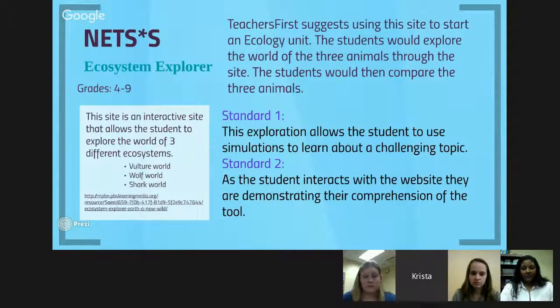To meet Standard 1, the exploration of the site allows the students to simulate and learn about a challenging topic. For standard number 6, the second standard, as the students interact with the website, they are demonstrating their comprehension of the tools.